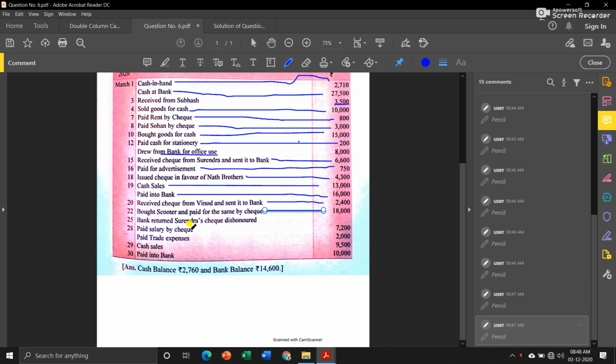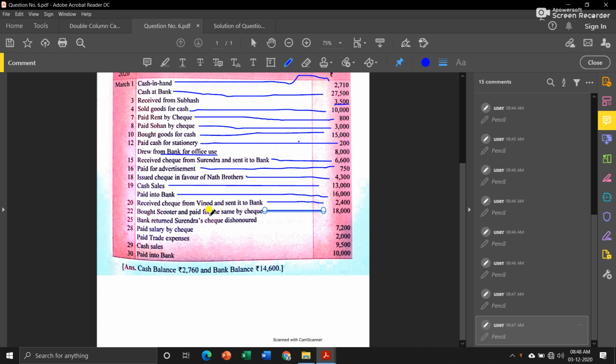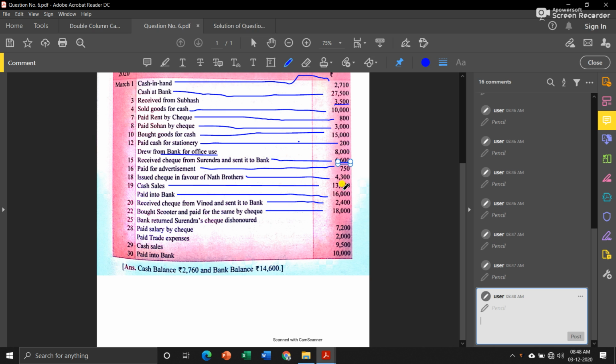The next, bank returned Surendra's check dishonored. That means the check that we got from Surendra, it was returned to us saying that it got dishonored. So at that time what we will do is that we will record on the credit side by writing Surendra, and in bank column we will write 6,600. Now for the value you have to see which was the check that Surendra gave us. It was this check 6,600, so we got amount from here.